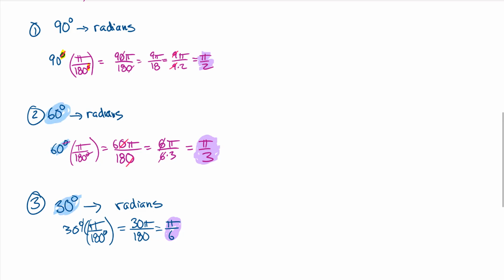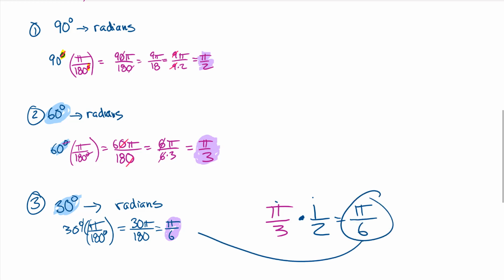Isn't 30 half the size of 60? So what's half of 60 degrees? Half of something means you multiply it by a half, right? Divided by 2 is the same thing as multiplying by a half. This is equal to what? 1 times pi is pi, 3 times 2 is 6. Pi over 6. So 60 degrees is just twice as big as 30 degrees. Pi over 3 is twice as big as pi over 6. Bigger denominator, smaller number.